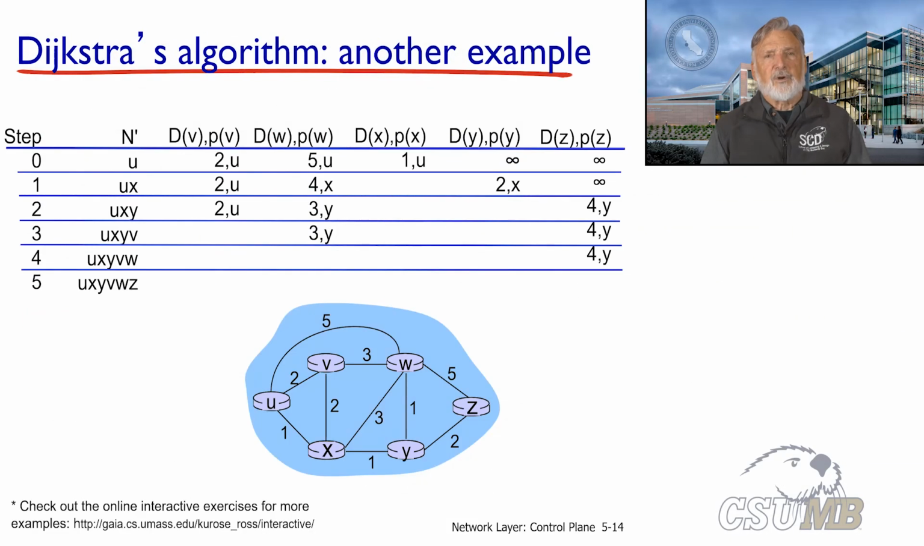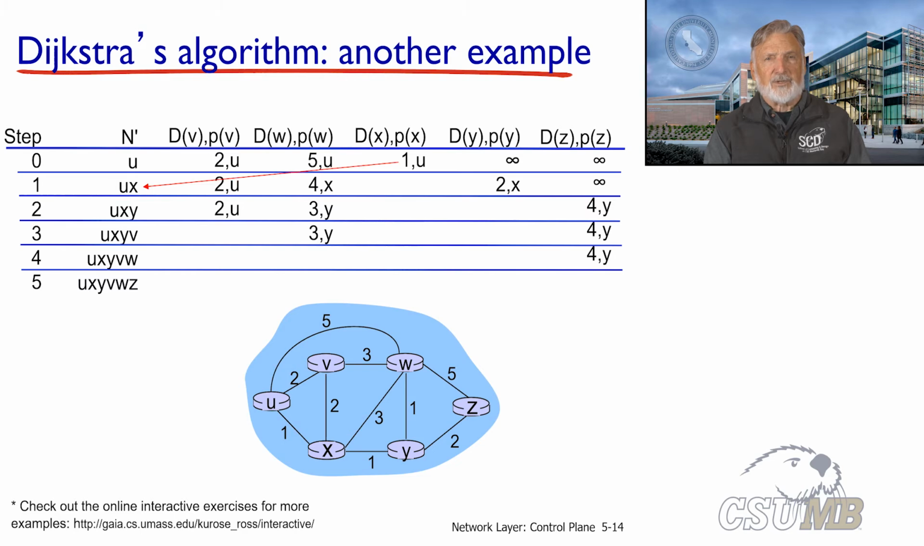Let's solve another shortest path first problem using Dijkstra's algorithm. In the initialization phase, start at source node U, which is placed in the visited set N prime. Assign costs to the neighboring nodes V, X, and W, which are 2, 5, and 1 respectively.